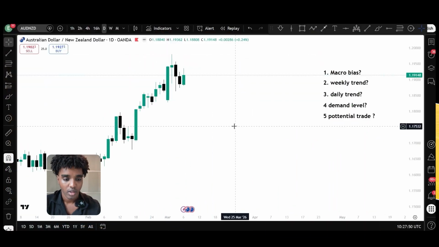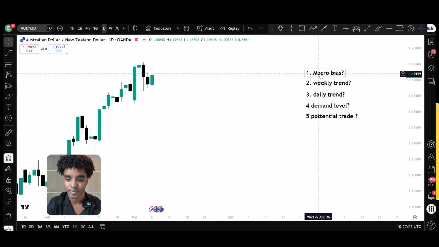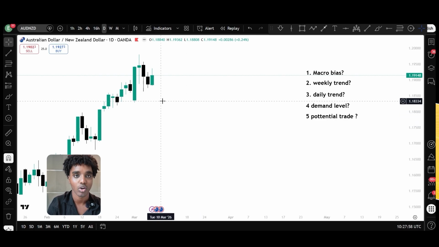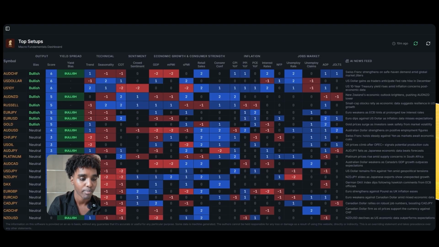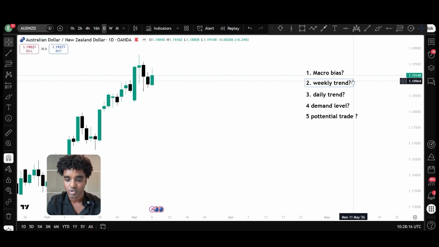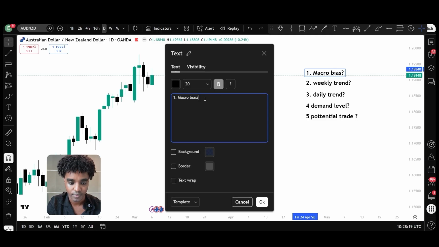Now you understand my framework. Let's do a real-time analysis of the Aussie NZD market. Alright, so the first step is, as always, what is my macro bias on this pair, the Aussie NZD pair. Let's take a look at my fundamental dashboard, and as we can see right here, the Aussie NZD has a bullish bias, so I'm looking to go long on this Aussie NZD pair. So the macro bias is bullish.